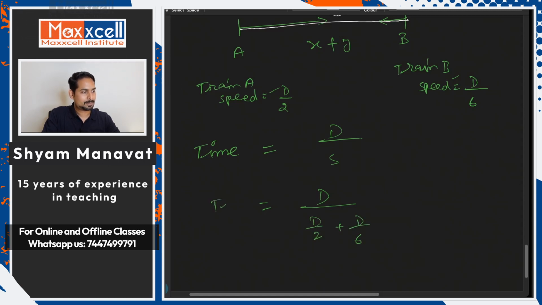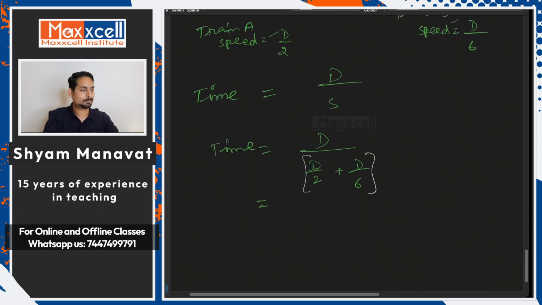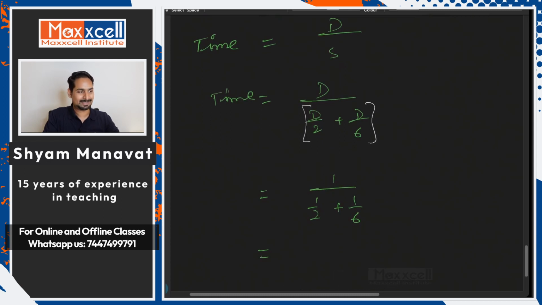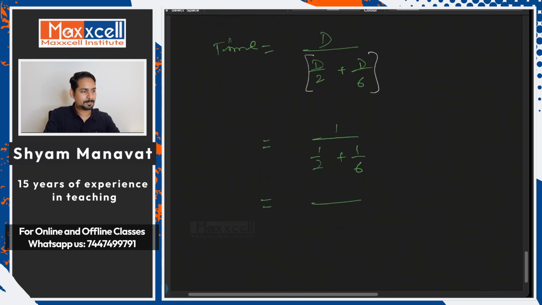Okay, so you will get to understand here that I can take d common and cancel. Yeah, I can take d common from the denominator and cancel with the numerator. So what do I have here? I have 1 upon 2 plus 1 upon 6. So d is gone, no other variable. Can we find the answer here? Can we find this? Simplify and find the answer. Simplify. So what do you get here?